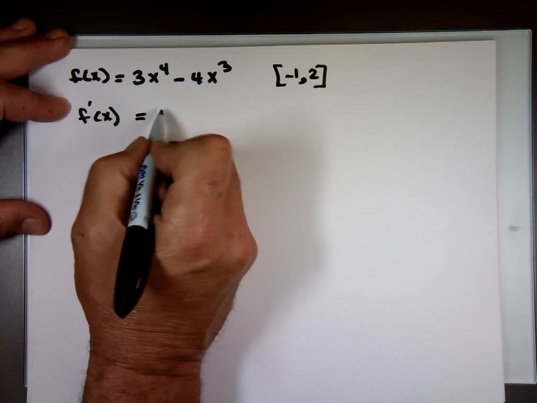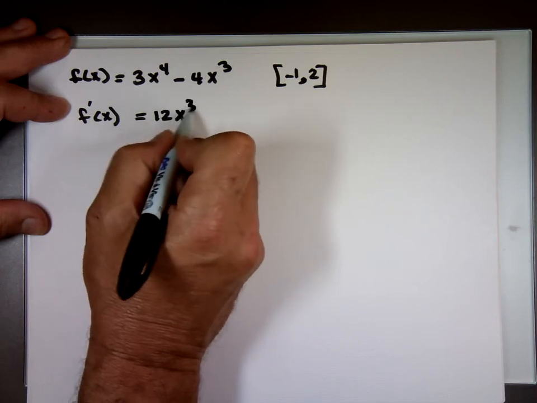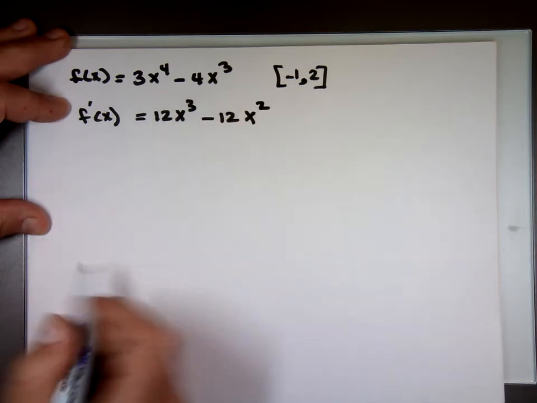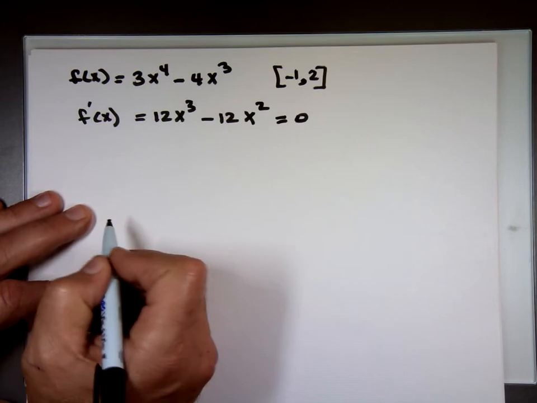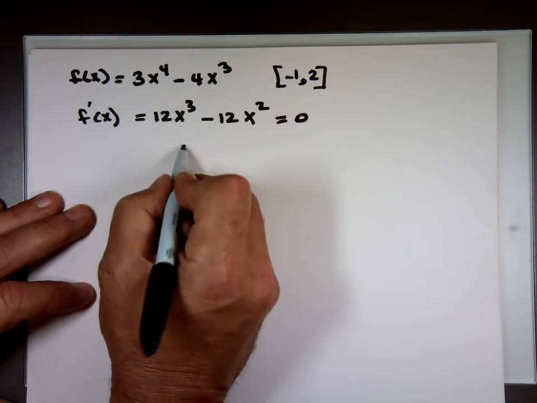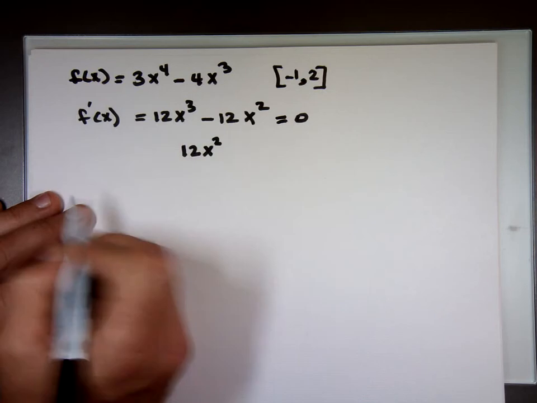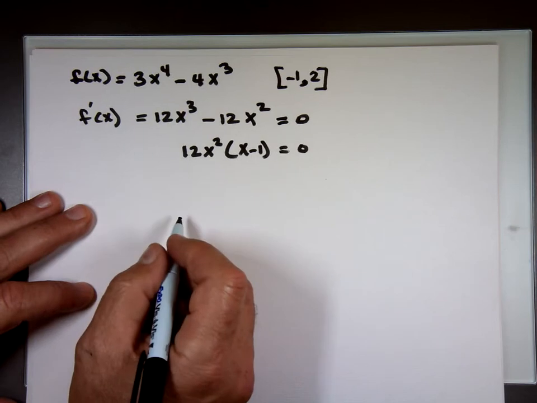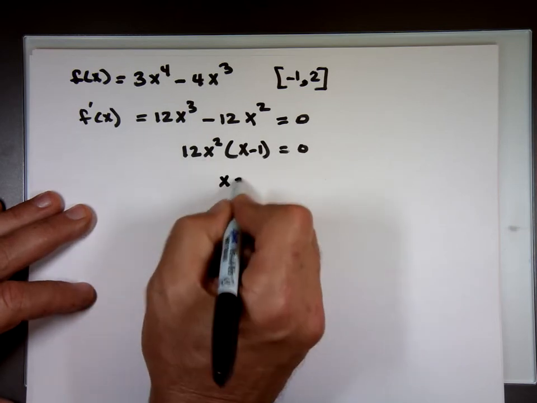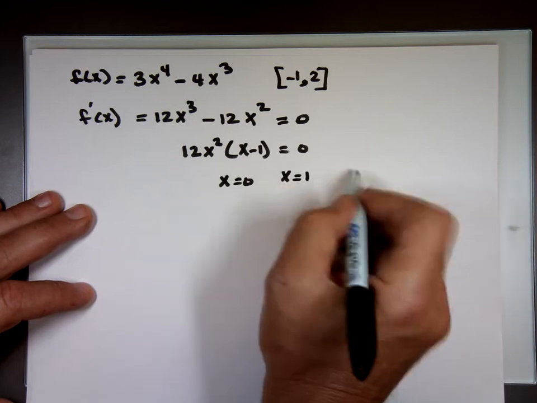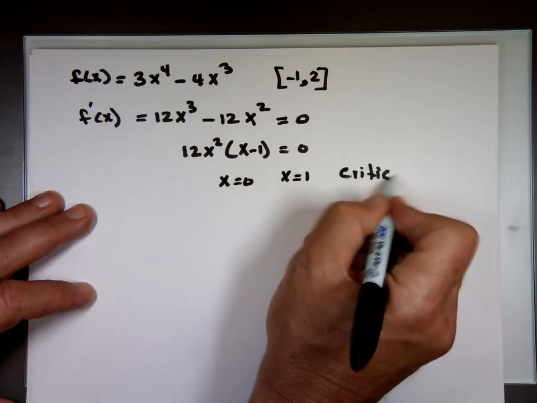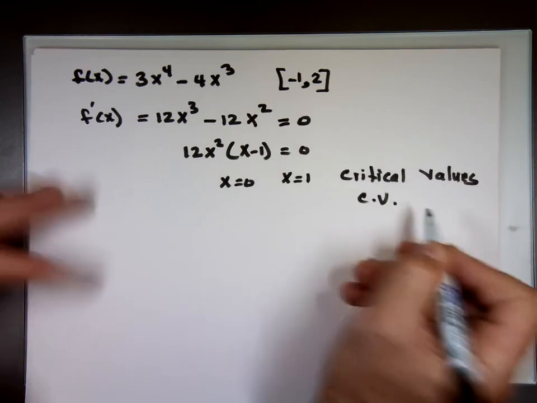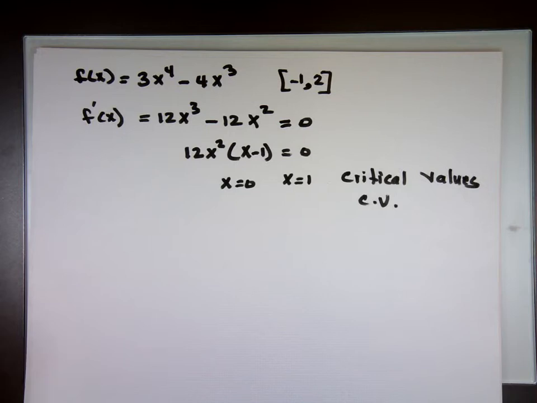3 times 4, 12x to the third minus 12x to what? Squared. Let's set it equal to 0. Can we factor 12x squared out? What's left? X minus 1 is equal to 0. What do you know? We have two values that will make that 0. X equals 0, and x equals 1. We call these critical values, CV. So we have two critical numbers or critical values.